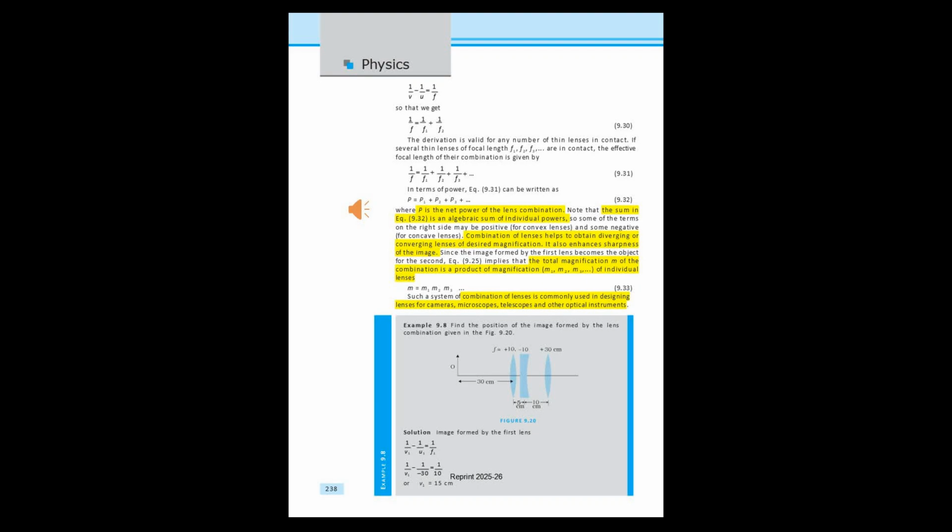Since the image formed by the first lens becomes the object for the second, Eq. 9.25 implies that the total magnification M of the combination is a product of magnifications M1, M2, M3 of individual lenses: M equals M1 M2 M3. (9.33) Such a system of combination of lenses is commonly used in designing lenses for cameras, microscopes, telescopes and other optical instruments.